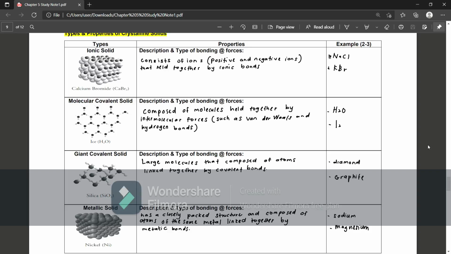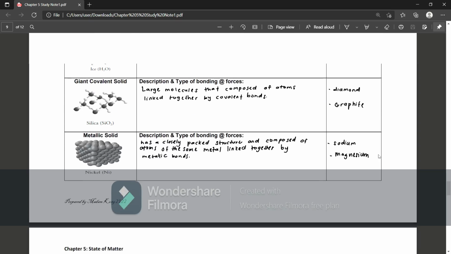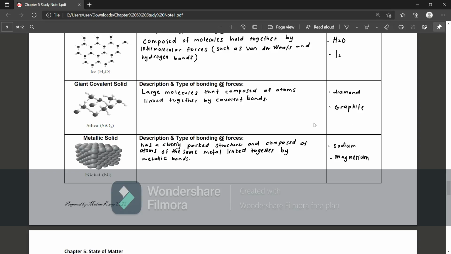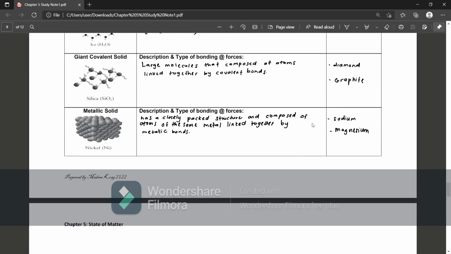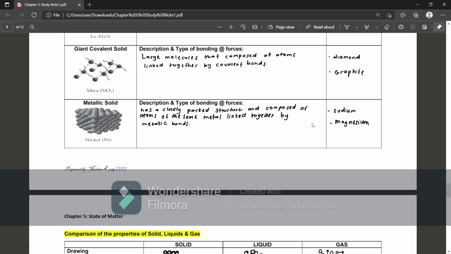Giant covalent solids are large molecules composed of atoms linked together by covalent bonds, for example diamond and graphite. Metallic solids have a closely packed structure and are composed of atoms of the same metal linked together by metallic bonds, for example sodium and magnesium.